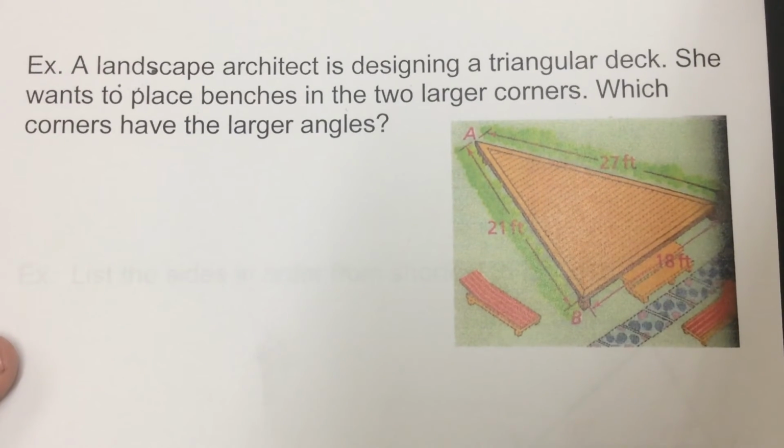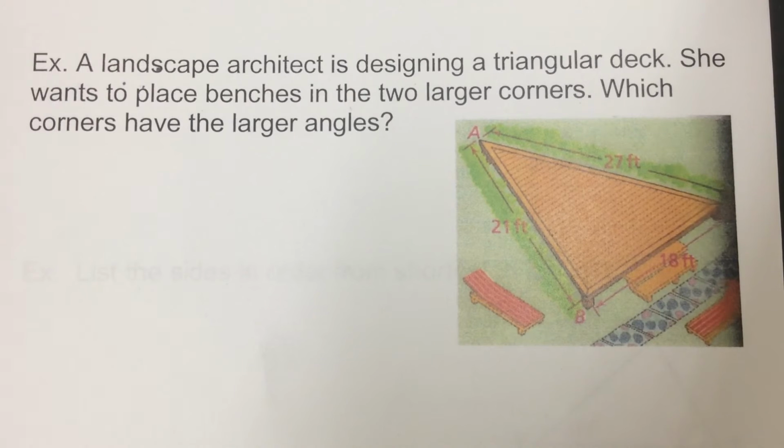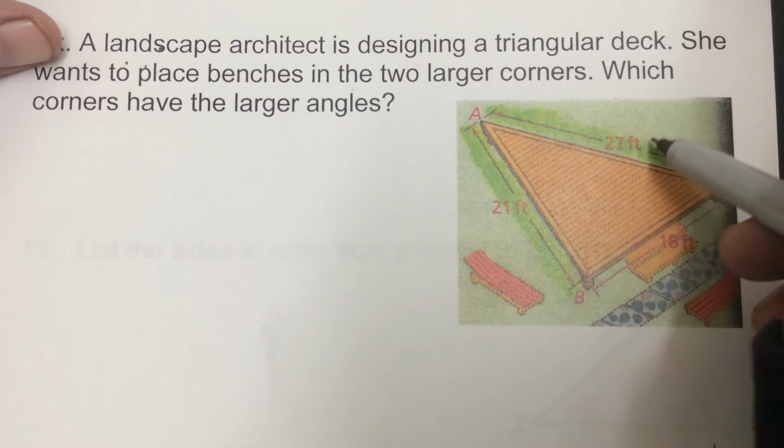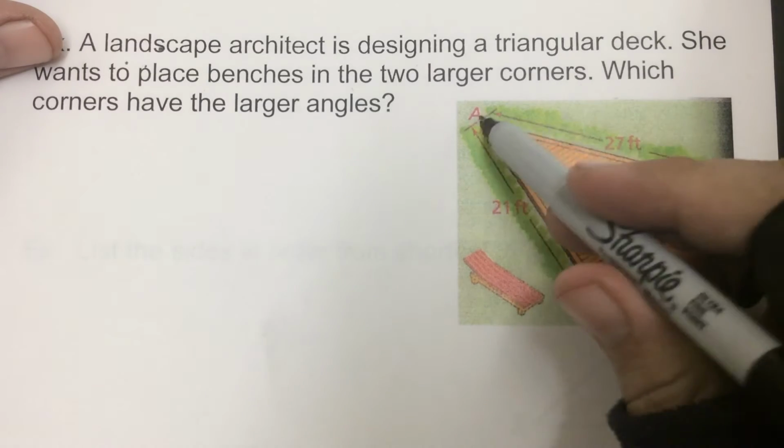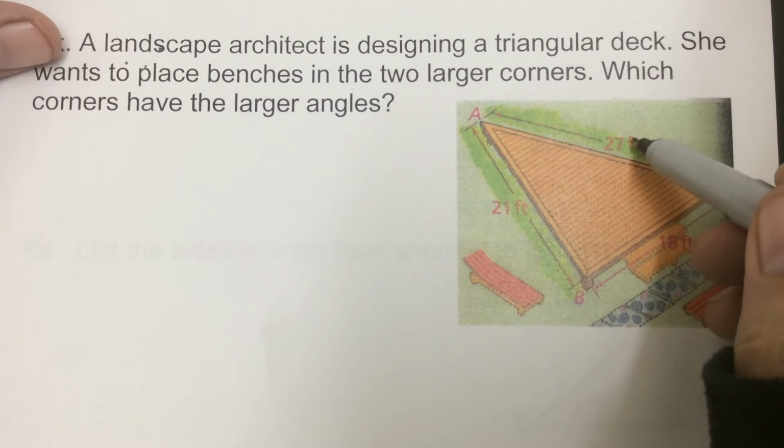So if we have a landscape architect who is going to place benches in the two larger corners, which corners does she want to use? So which ones are going to be the largest angles? Well, this is C over here in case you can't see it. It's cut off there. But looking at this, 27 feet is the longest side. So AC is going to be the longest side, and opposite of that would be angle B.